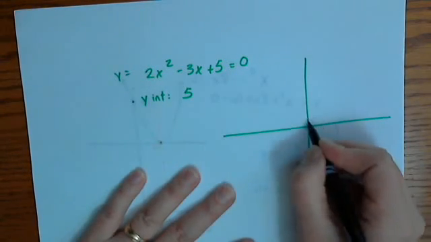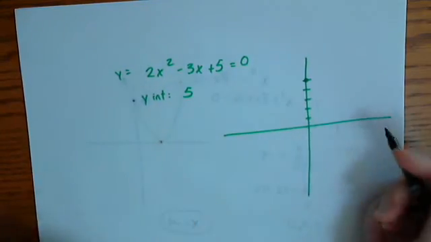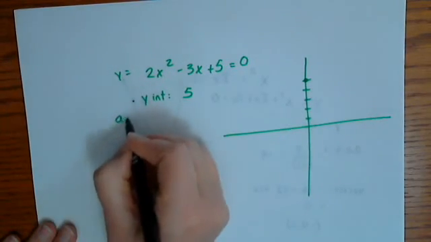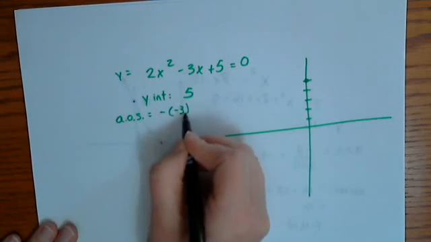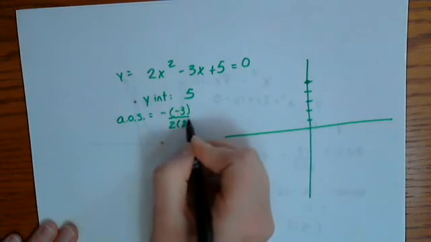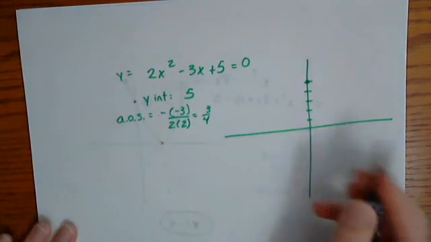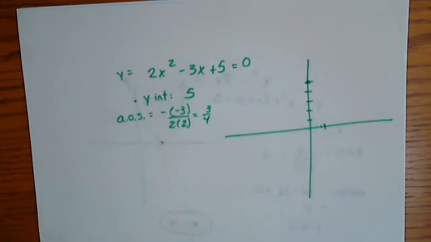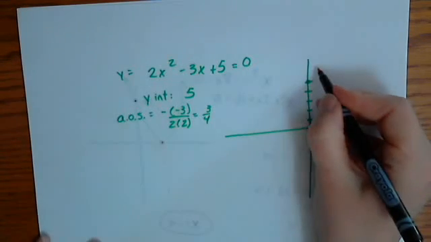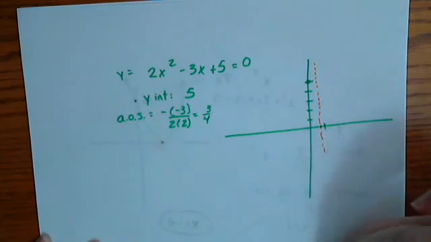And let's do this. So we have 1, 2, 3, 4, 5. And now we want to find our axis of symmetry, which is going to be negative 3 over 2a, which is going to be positive 3/4. So here's 1, and there's our axis of symmetry at 3/4. And I'm going to put that in orange so you can see it. So it's really, really close at 3/4.